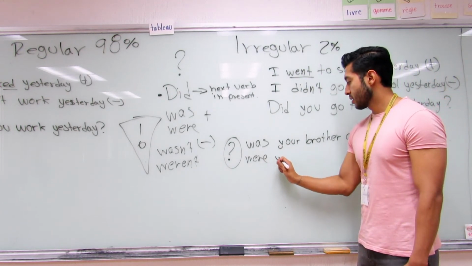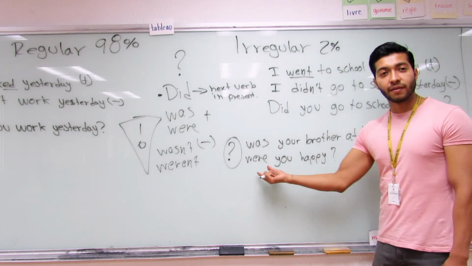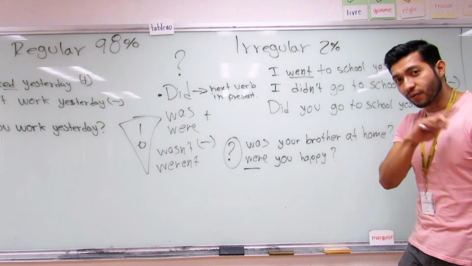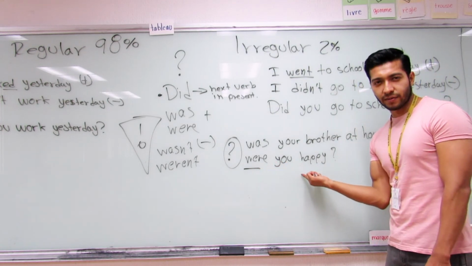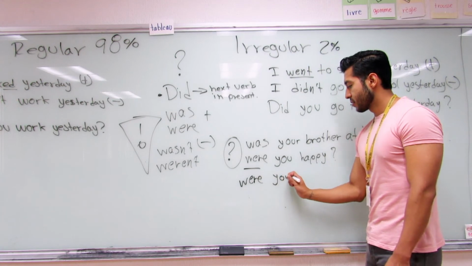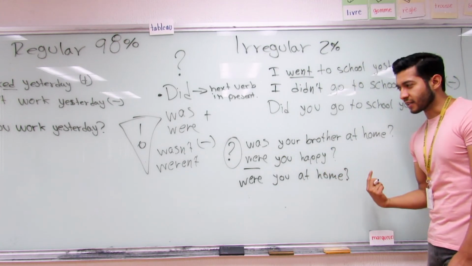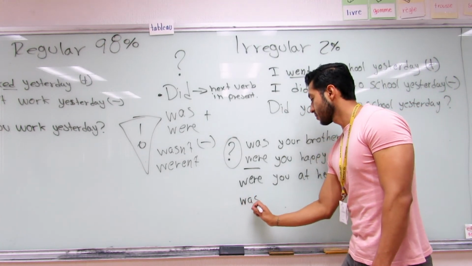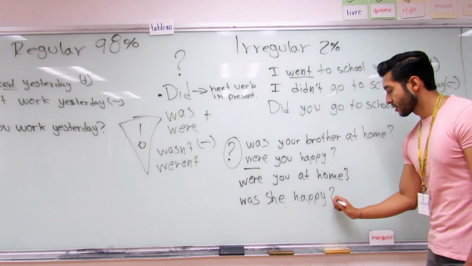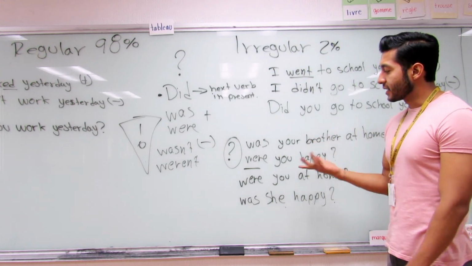And were? So we have, were you happy? So remember that this was and were is estuvieron or fueron. So we can say, were you happy? Fueron felices. Or were you at home? ¿Estuvieron en casa? Was she happy? ¿Estaba ella feliz? ¿O era ella feliz? So it depends, right?